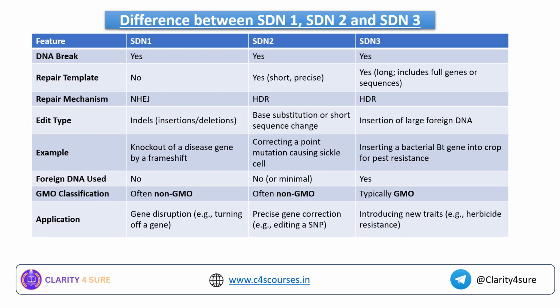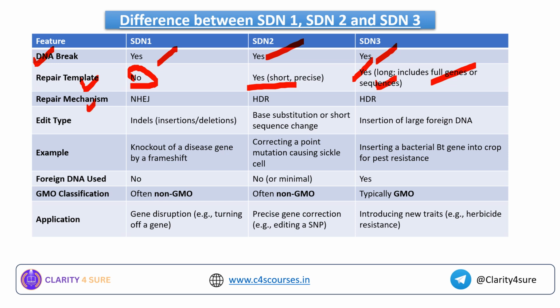Okay. Now coming to the exact difference in all these three. See, in all the three there will be a DNA break. Okay, because only after doing the DNA break, the other technologies will follow. So, are we going to repair the template? No, in SDN1. In SDN2, yes, we are going to do it, but it is very short and precise. But in SDN3, yes, it is very long, and includes full genes or sequences.